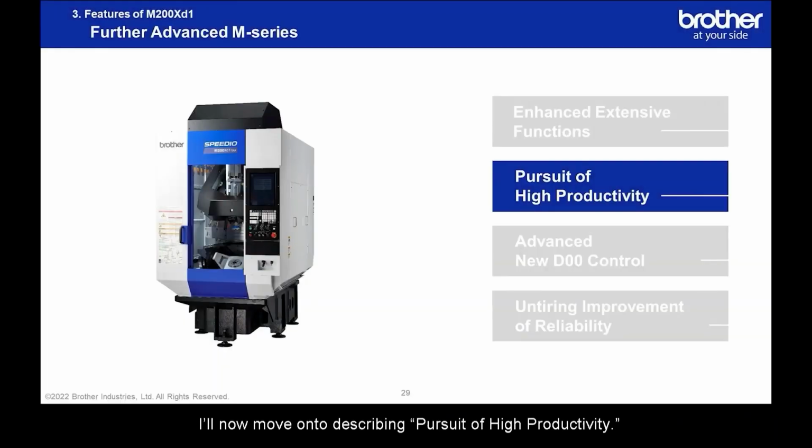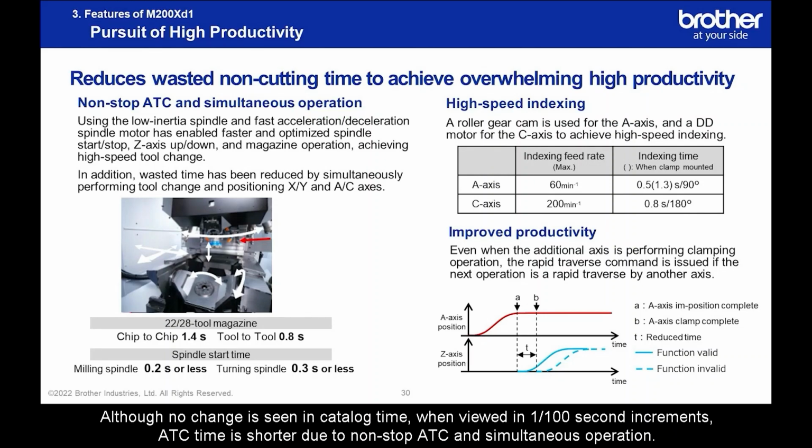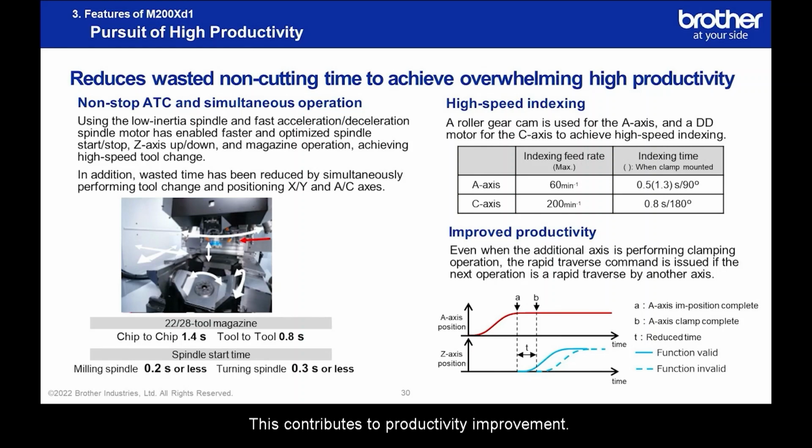I'll now move on to describing pursuit of high productivity. Wasted non-cutting time has been reduced to achieve overwhelming high productivity. Although no change is seen in catalog time, when viewed in 0.01 second increments, ATC time is shorter due to non-stop ATC and simultaneous operation. This contributes to productivity improvement.